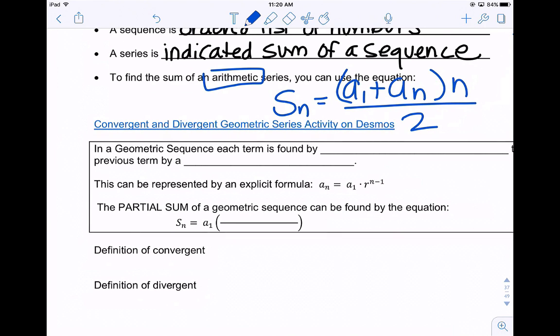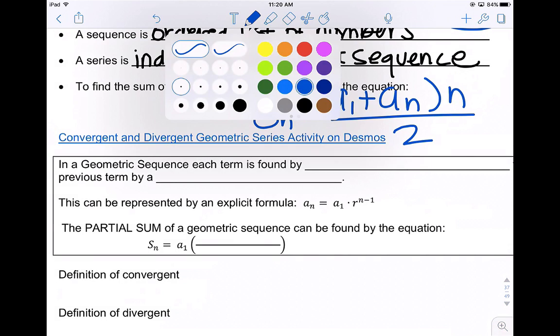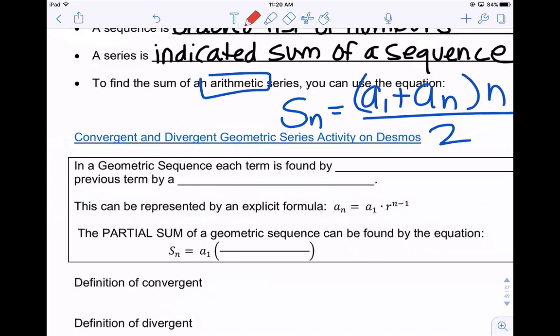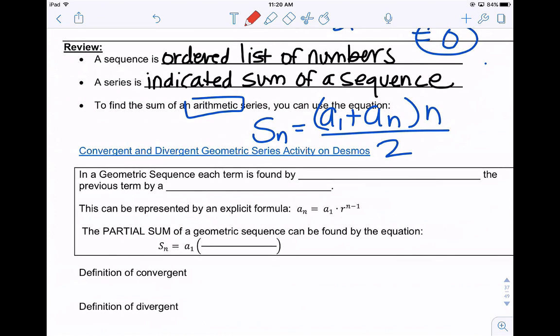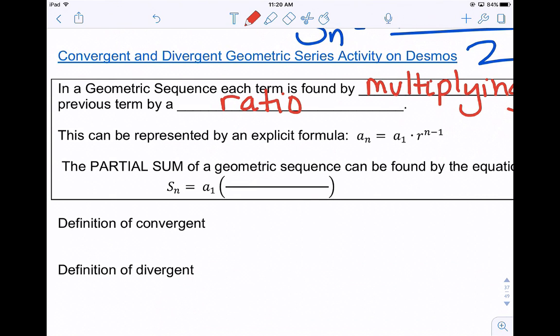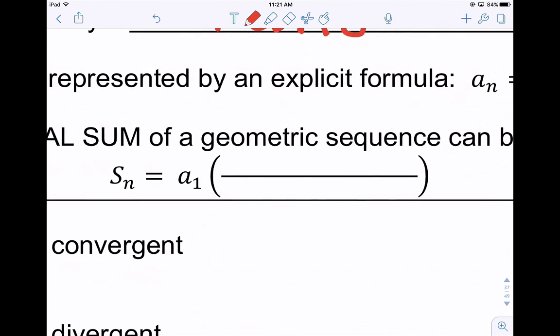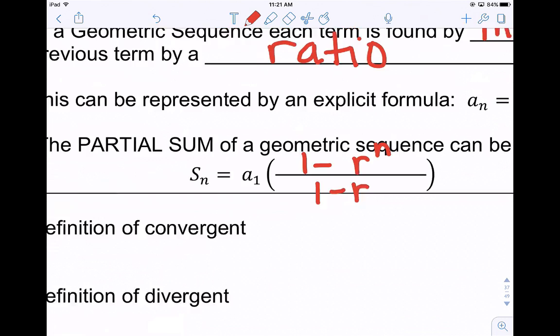In class, we did a convergent divergent geometric activity on Desmos to see what it means to be convergent and divergent. Let's summarize here. In a geometric sequence, each term is found by multiplying the previous term by a ratio. We know the explicit formula is exponential, first term times the ratio to the n minus 1 power. And there's this formula that they go over in the investigation, and that is the first term times 1 minus the ratio to the nth power over 1 minus the ratio.